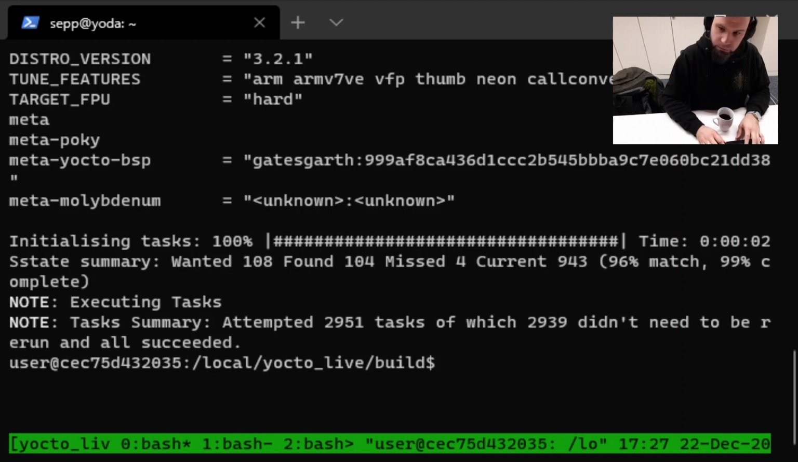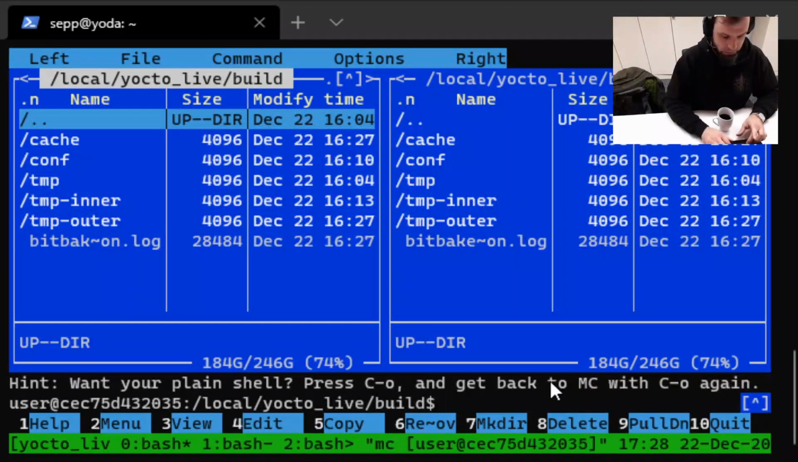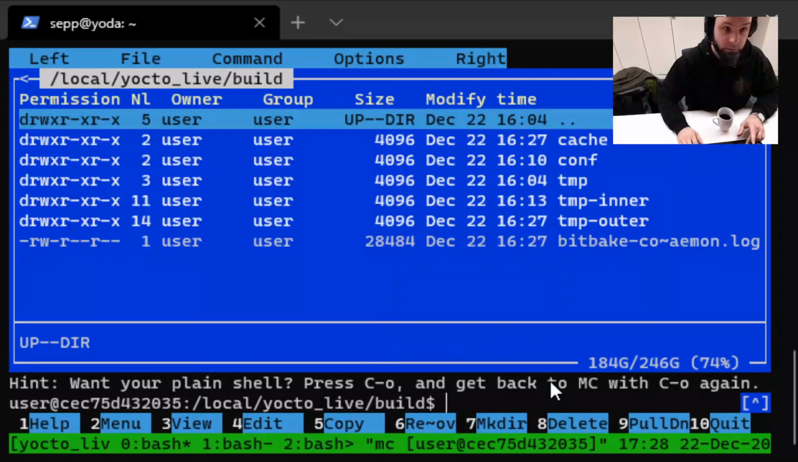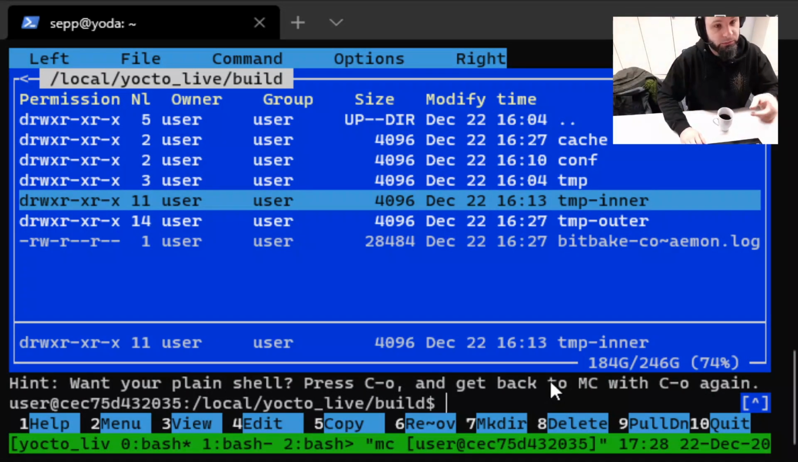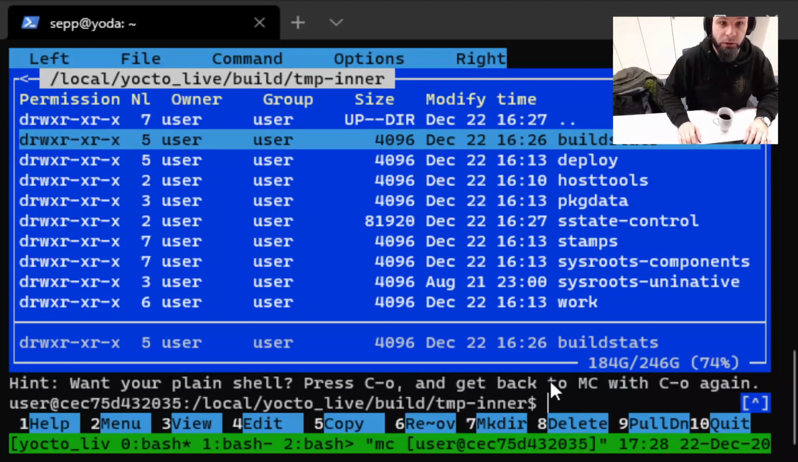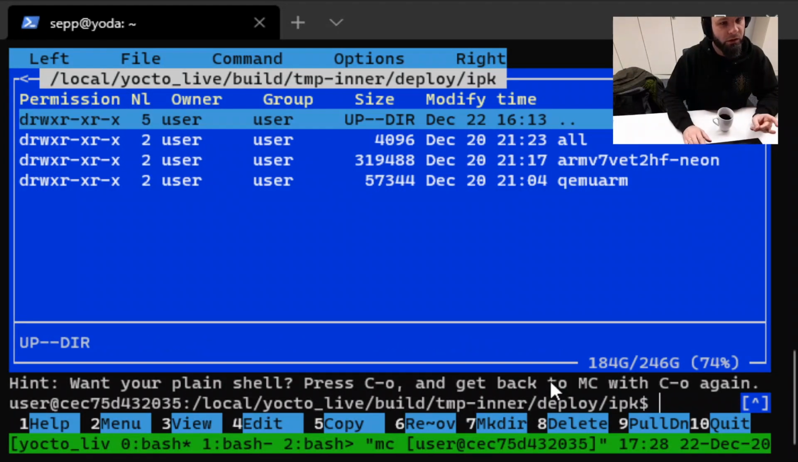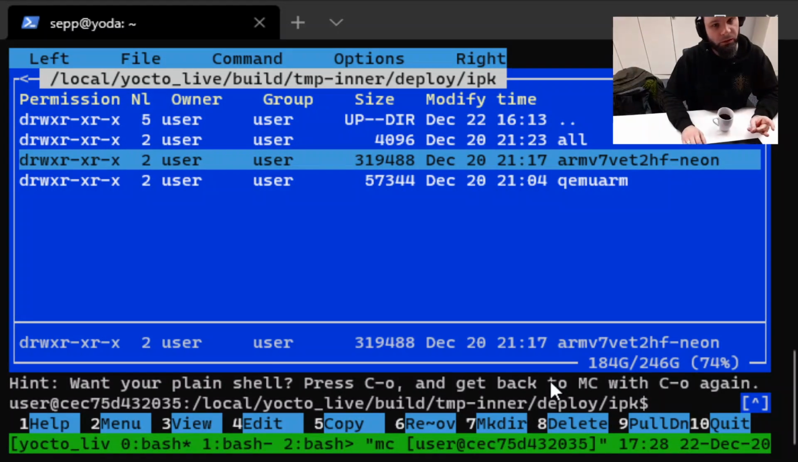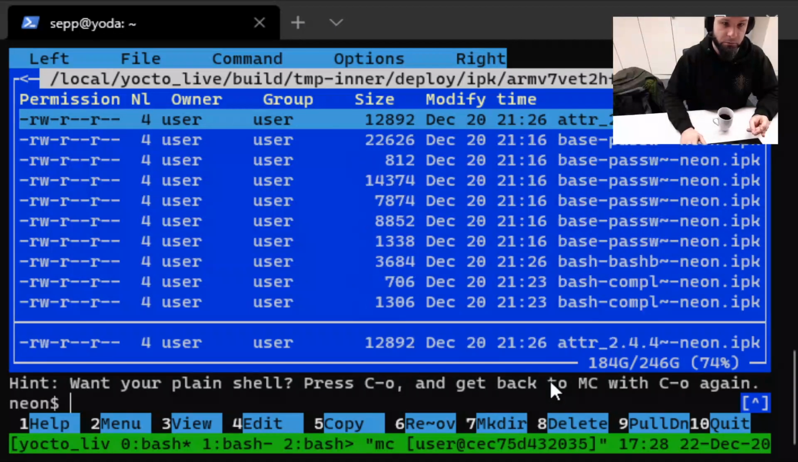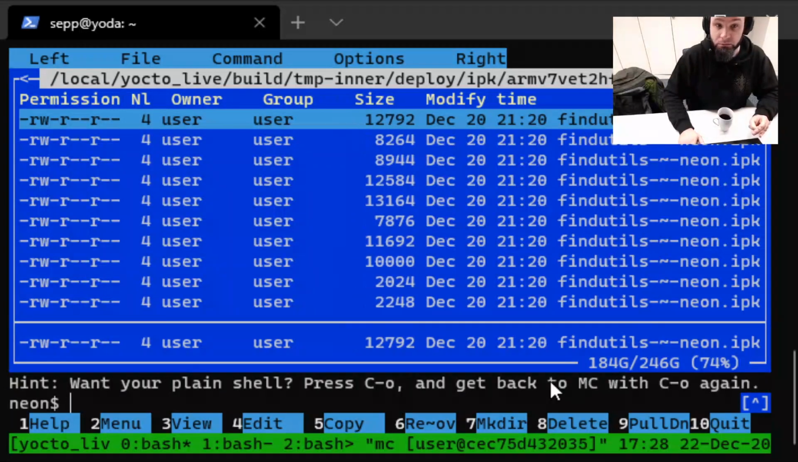Shall we look at the work directory? I think we can do that. We have a little time. Midnight Commander, temp. You see the separate directories. Temp inner, deploy, IPK, and if I'm not super mistaken, there might be a molybdenum payload.